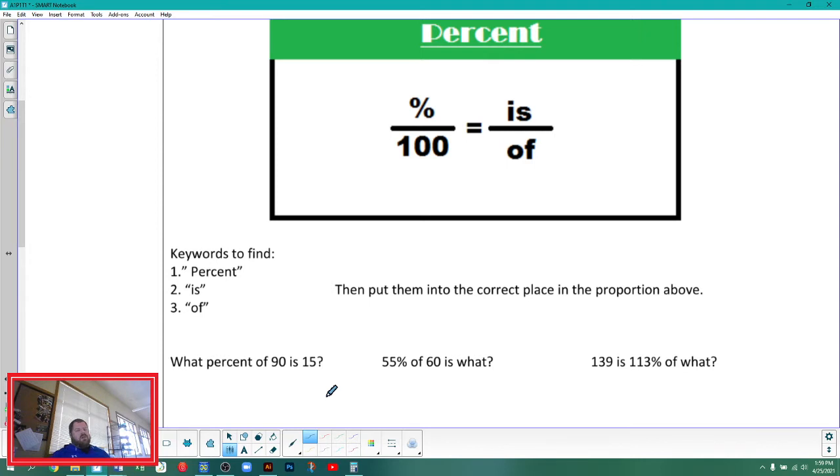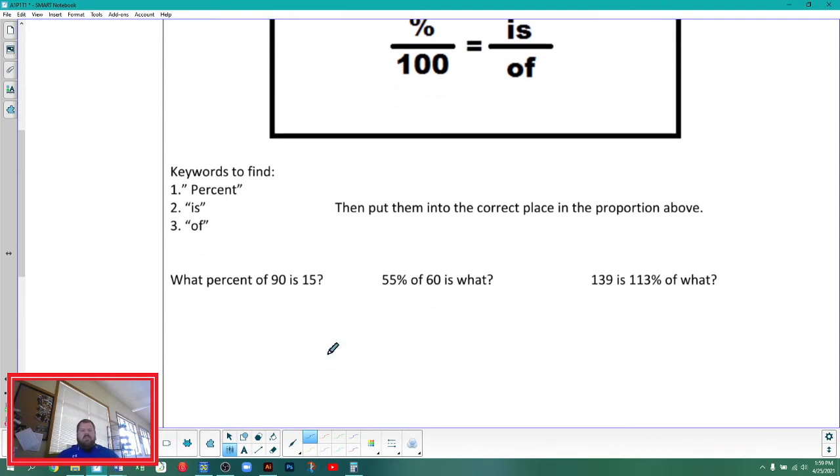So if I get some problems like we see here, it says what percent of 90 is 15. When I'm seeing these problems, a lot of times I just use underlining. So I know that my of word is 90, my is word is 15, and the question word is on percent, so I'm looking for that percentage. Sometimes people label it with a P. So percent over 100 equals is, which is 15, over of, which is 90.